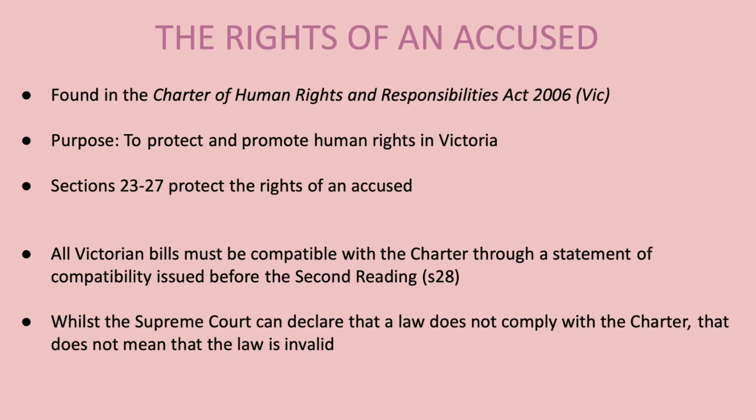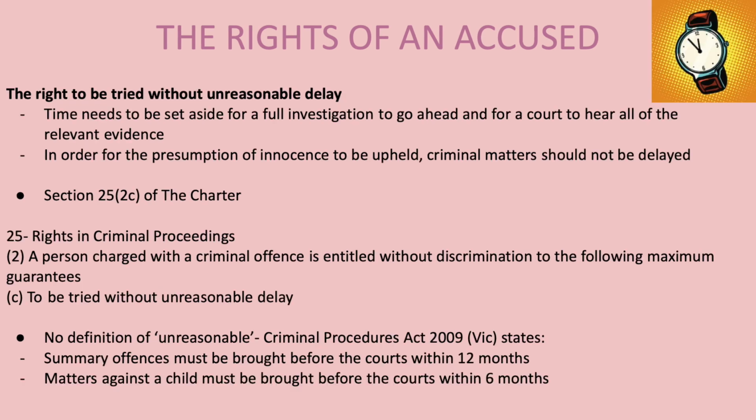The rights of an accused are found in the Charter of Human Rights and Responsibilities Act 2006, Victoria. The purpose of this act is to protect and promote human rights in Victoria. Sections 23 to 27 protect the rights of an accused. All Victorian bills must be compatible with the Charter through a statement of compatibility issued before the second reading. Whilst the Supreme Court can declare that a law does not comply with the Charter, that does not mean that the law is invalid. The right to be tried without unreasonable delay.